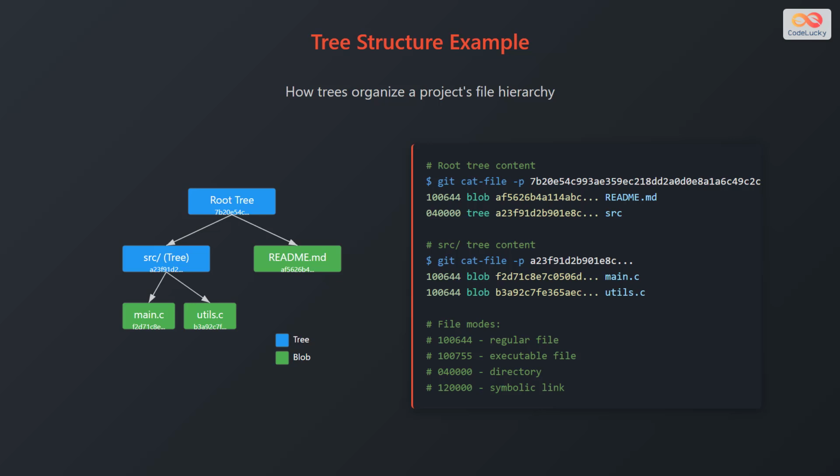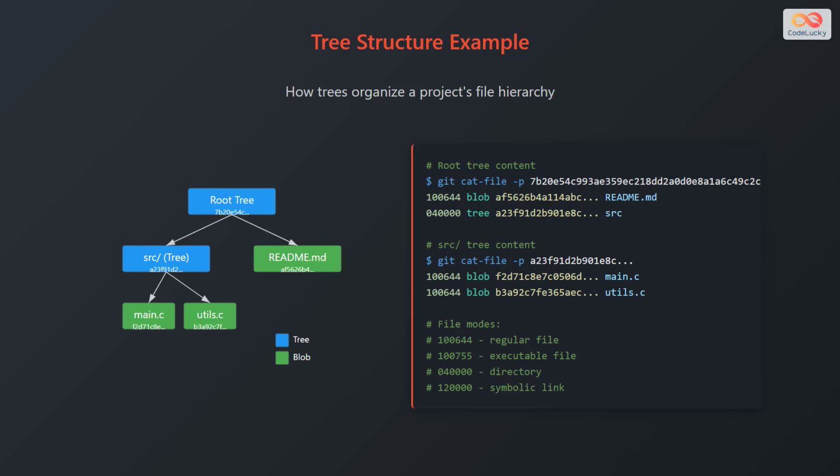Here's an example of how trees organize a project's file hierarchy. The root tree contains entries for the top-level files and directories. Each subdirectory is represented by another tree object. The files within those directories are represented by blob objects. The root tree's content will point to a blob for a file named readme.md, and to another tree representing the source directory. The source tree would then contain blob objects for main.c and utils.c.